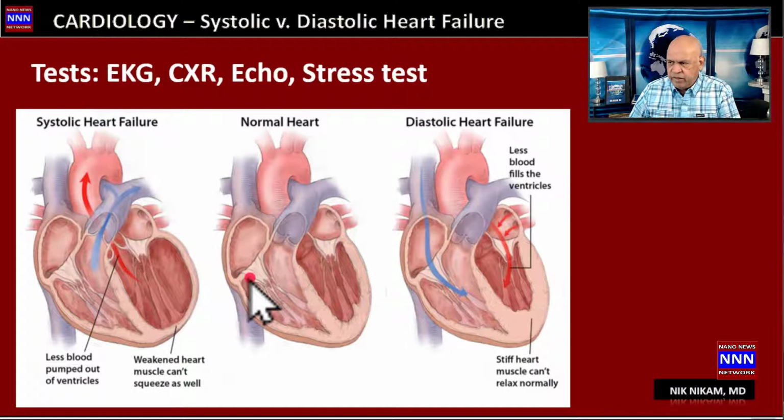Let's talk about some diagnostic tests that will help us differentiate these two types of heart failure. Electrocardiogram may show evidence of left ventricular hypertrophy in both cases.